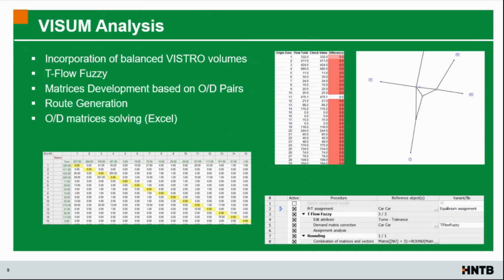And then from Vistro, as I said, we brought the balanced volumes in and exported those to Vazoom to create the OD pairs. And then we developed a T-Flow Fuzzy with the procedure sequence feature in Vazoom. And then we used that T-Flow Fuzzy to create our OD matrices and solve our OD pairs. And then we brought it into our own Excel sheet once it was solved and brought into the Vissim model.